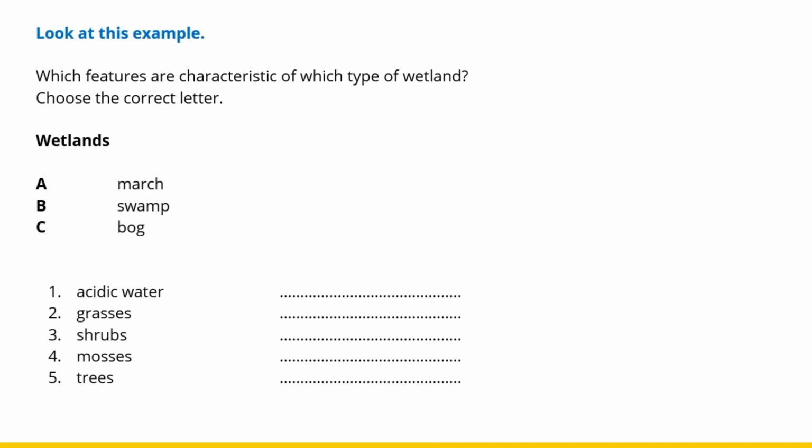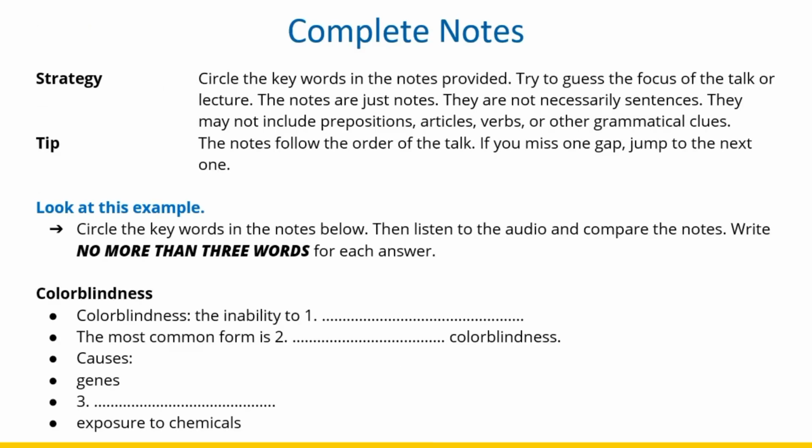And then for example, you might hear something like grasses, and then you'll hear bog, so that's going to be 2C. And sometimes some of them can be repeated. For example, acidic water, grass, or shrubs, they all can be swamp. So that's why you can use some categories over and over again. And this is the type of task we have in section 4.